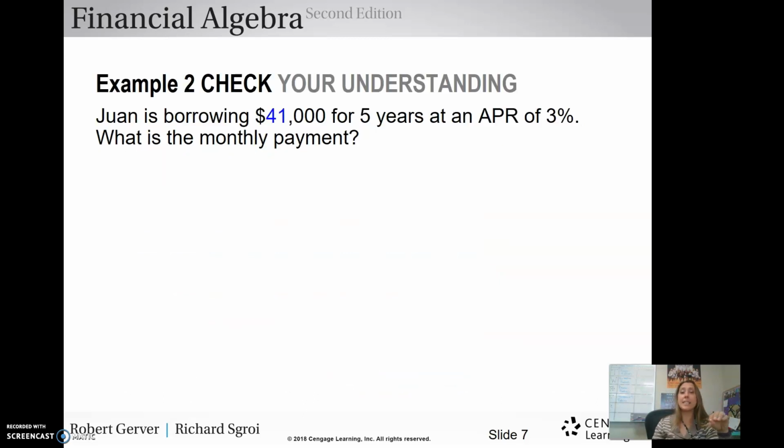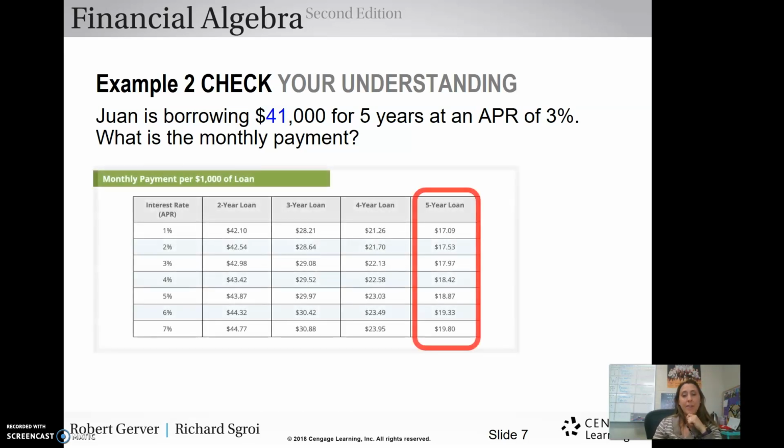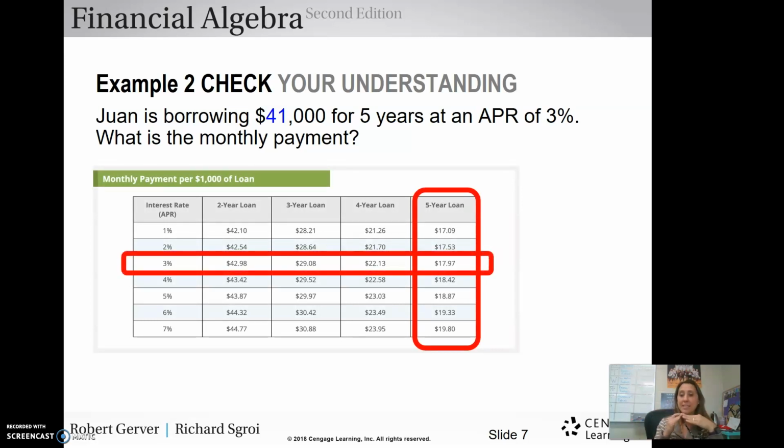All right, so the second example is Juan, and he's borrowing $41,000 for a 5-year loan. He has an APR of 3%, and we want to know what his monthly payment is. I like to think that Juan is buying a boat because I really want to buy a boat. I am not going to be buying a boat anytime soon, but I want to. So I would go back to that table, find my 5-year loan, go to my 3%, and where they intersect is $17.97. But that isn't my monthly payment for 5 years. That would be amazing. I would buy a boat today if that was the case, but it's not.